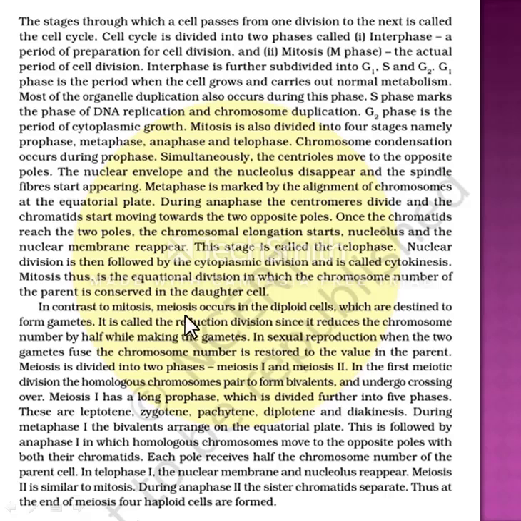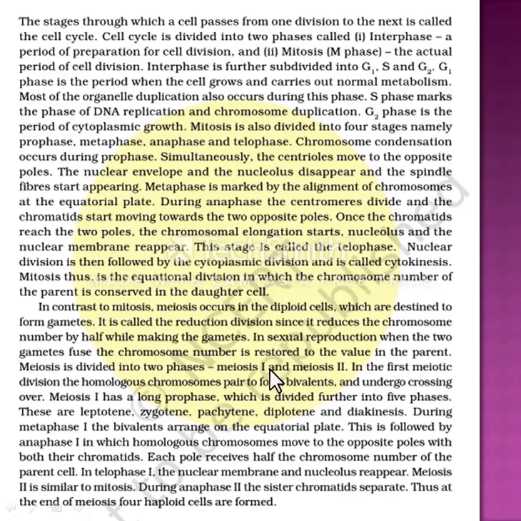In contrast to mitosis, meiosis occurs in the diploid cells, which are destined to form gametes. It is called the reduction division since it reduces the chromosome number by half while making the gametes. In sexual reproduction, when the two gametes fuse, the chromosome number is restored to the value in the parent.